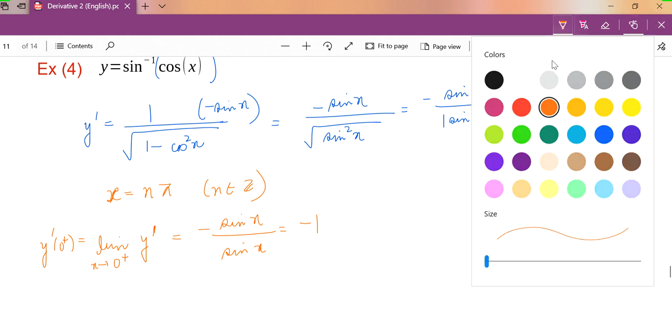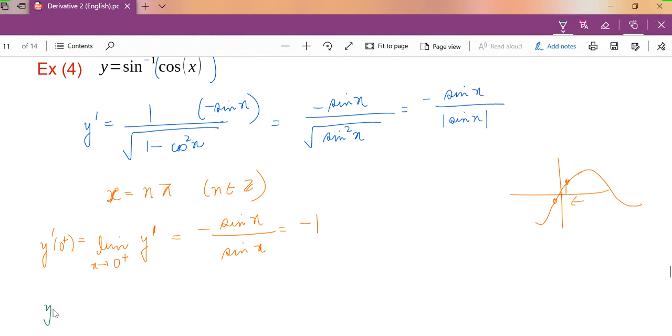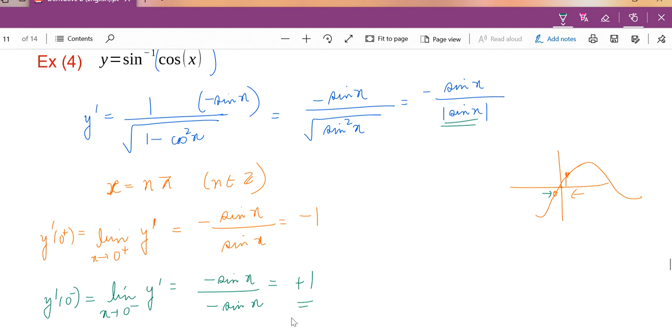Now similarly, if you approach from the negative side, y prime is minus sine x divided by, what is this now, modulus of sine x. If you are approaching 0 from the negative side, sine x is negative, right? So modulus of sine x is what? Minus sine of x. What is this? This is positive 1. Got it? So these two are clearly not equal, right? What does that mean? That means your function is not derivable at 0, as we saw.